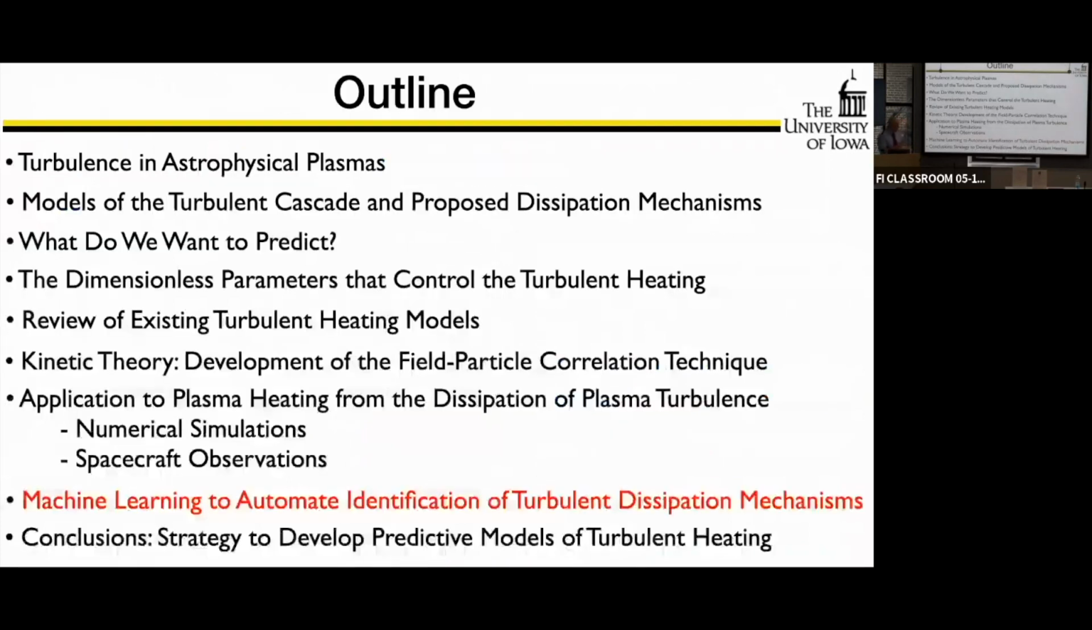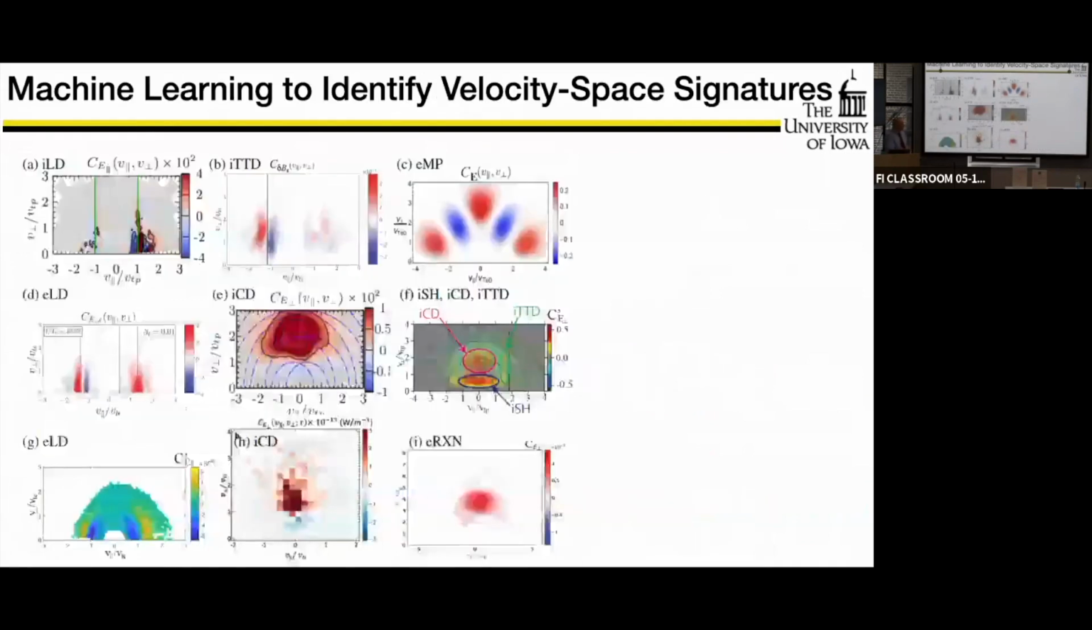So one final thing, and then I'll be done, is a little bit about machine learning. This has actually even got a few more examples, but all of these are gyrotropic velocity space signatures of energization mechanisms, okay?